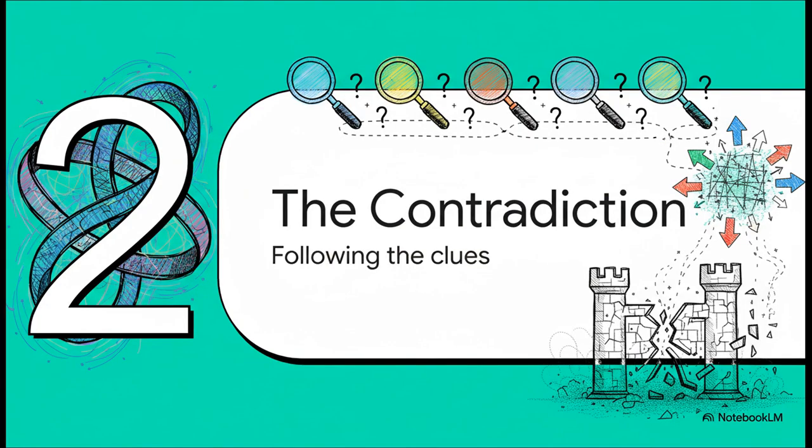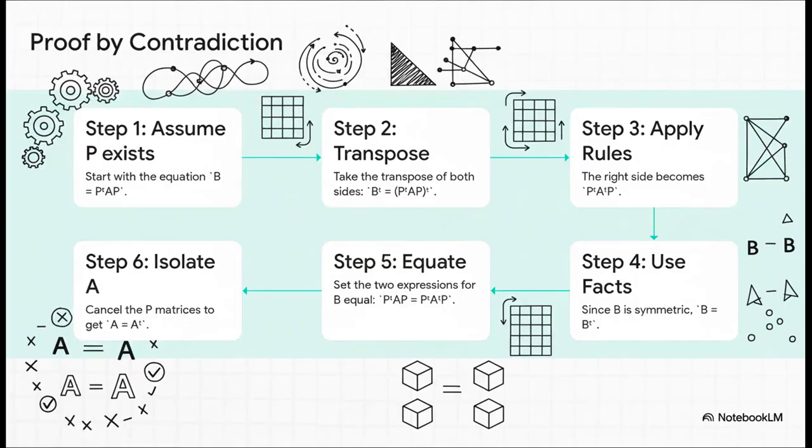So how in the world do you prove something is impossible? Well, one of the most powerful tools in any mathematician's toolkit is what's called a proof by contradiction. The idea is simple. We're going to assume that this magical matrix P does exist, and then we'll just follow the logical clues until the whole argument completely falls apart on its own. Let's walk through the evidence step by step.